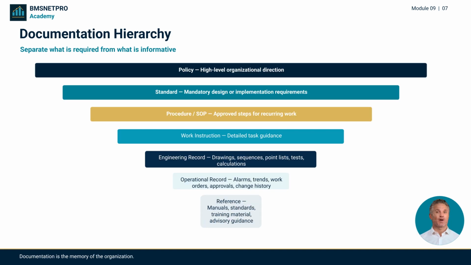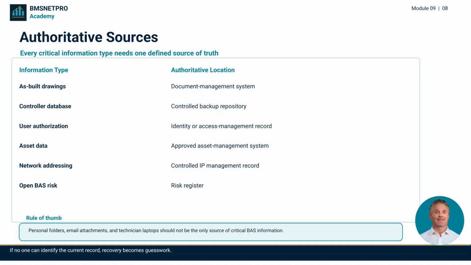The documentation hierarchy separates policies, standards, procedures, work instructions, engineering records, operational records, and references. This keeps required controls distinct from helpful background information. Every critical information type should have a defined authoritative source. Personal folders, email attachments, and technician laptops cannot be the only source of critical information.